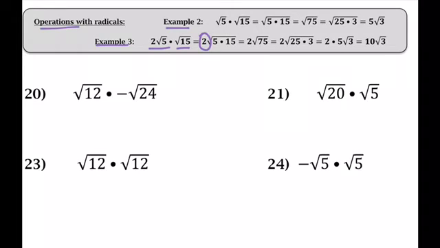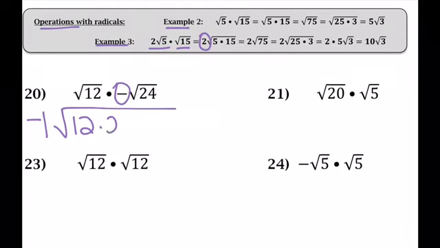So number 20, there's a couple ways that we can approach that. The negative is outside, so you've got this negative 1 outside, and then we've got square root of 12 times 24. Now you might be tempted to get your calculator and find out what 12 times 24 is, but that's really counterproductive. It will just make more steps for you. So instead of writing 12 times 24, break it down. What is 12? It's 3 times 4. And what is 24? 24 is 8 times 3.